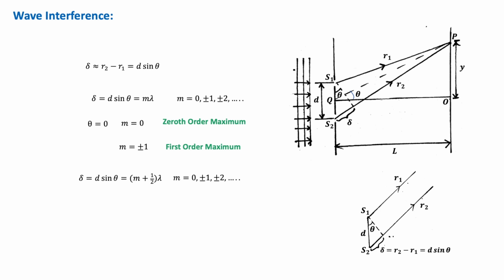So the condition for bright fringes at P is delta equal to D sine theta equal to m lambda, where m is equal to 0, plus or minus 1, plus or minus 2, etc. So m is an integer known as the order number. The center bright fringe at theta equal to 0, this one here, has the order number m equal to 0, and so it is called the 0th order maximum.